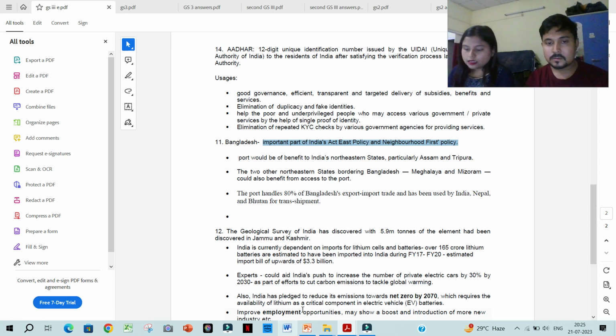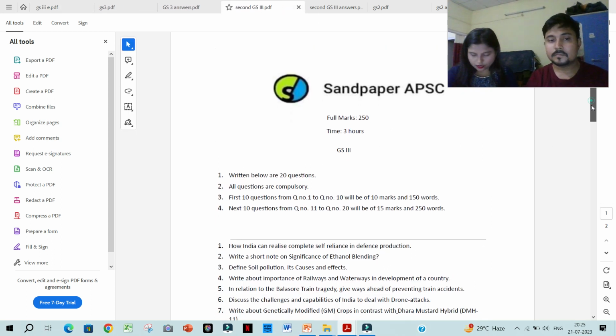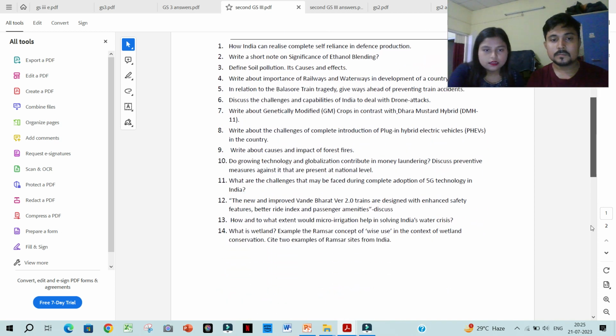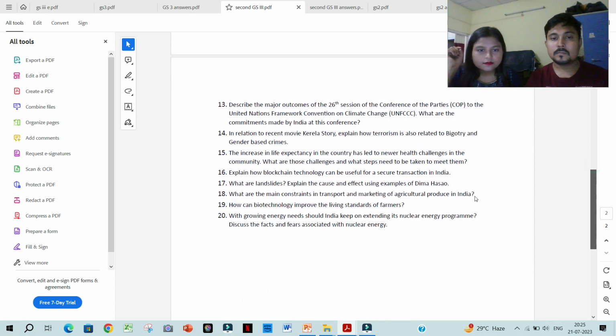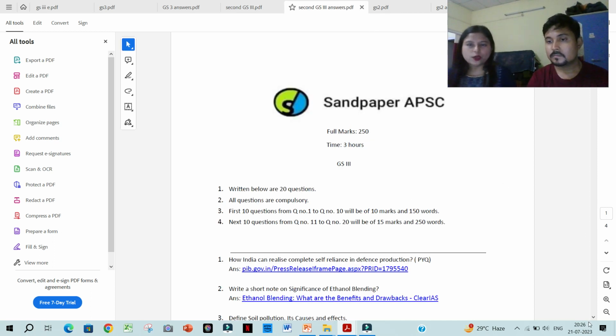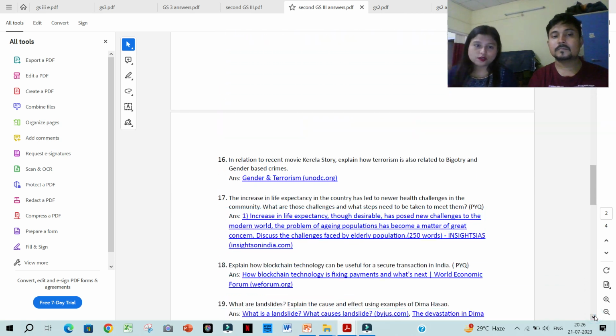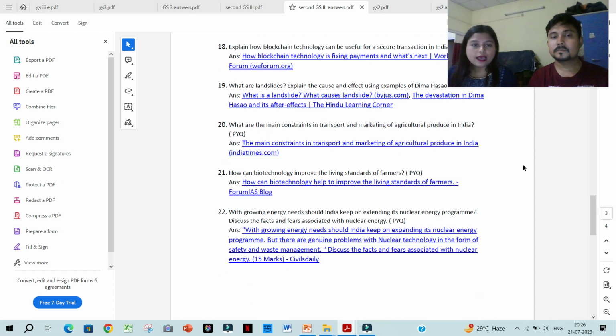In the second GS3, we asked about nuclear power, question number 20. With the growing energy needs, should India keep on extending its nuclear energy program? Discuss the facts and fears associated with nuclear energy. So this was pretty obvious that with COP22 and zero emission and renewable energy and reduced fossil fuel use, nuclear energy would come in between all those.